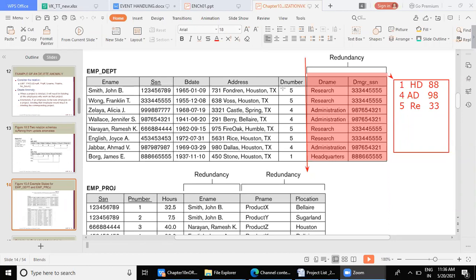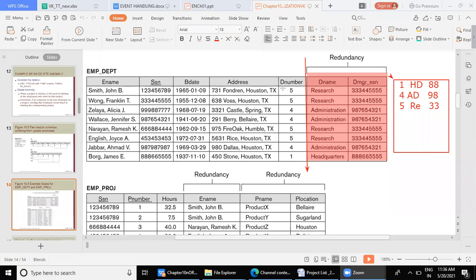Even if such an arrangement of separate tables is there, I can easily answer queries like in which department Wallace Jennifer is working. Can you tell me what is the name of the department in which Jennifer is working? Administration. Actually, maybe this red part, what I have marked here, that is visible to you.